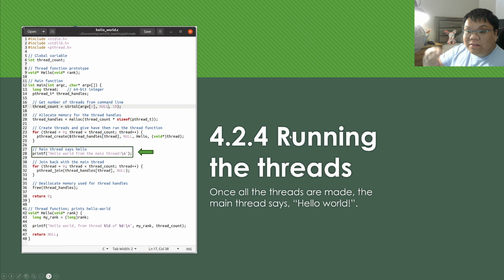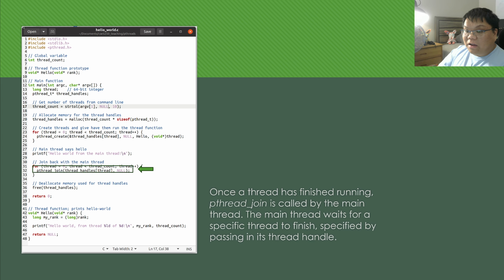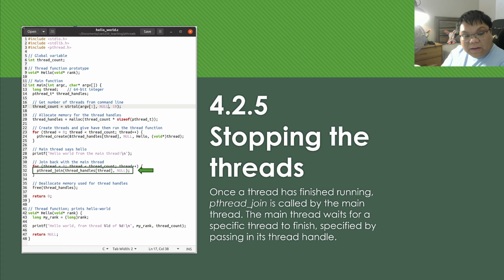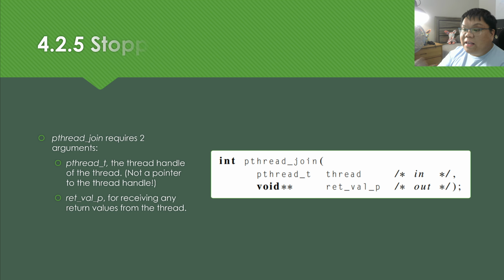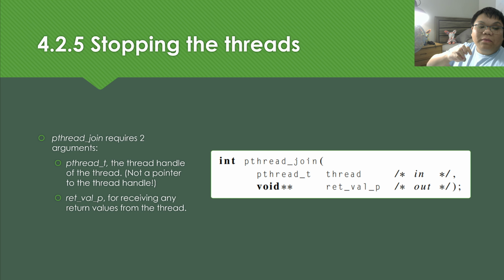So once all that is done, the main thread says hello. Once a thread has finished, we call pthread join. That is a function that takes in 2 arguments. The first one is just the thread handle, and the second one is a variable you pass in so that it can receive any return values from the thread. We don't have anything being returned from our hello function, so in this hello world program, we just passed in null.